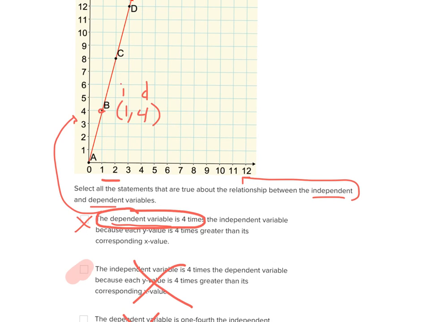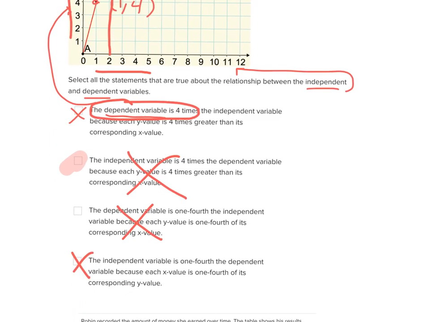The independent variable is 1/4. So, the numbers across the bottom are 1/4 of the numbers on the sides when you look at the ordered pairs? Yes. For point C, the number across the bottom that it corresponds to is 2, and that's 1/4 of the number on the side that it corresponds to, 8. So the independent variable is 1/4 of the dependent variable. Yes, that is correct. Moving on.